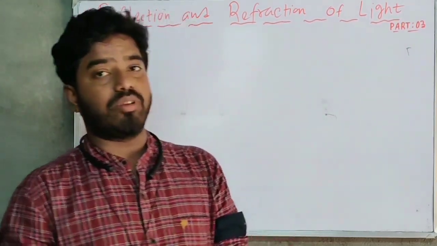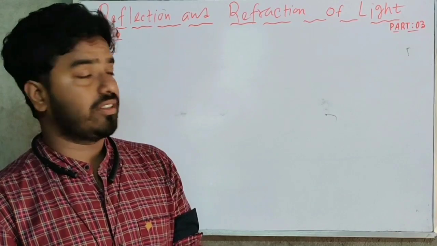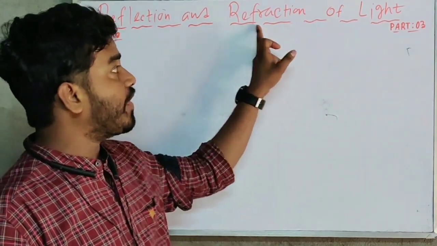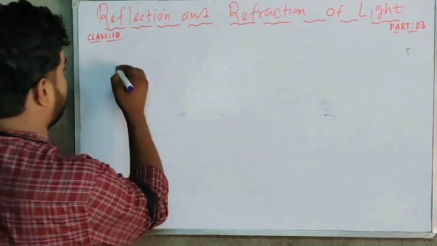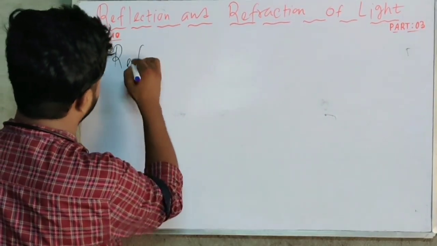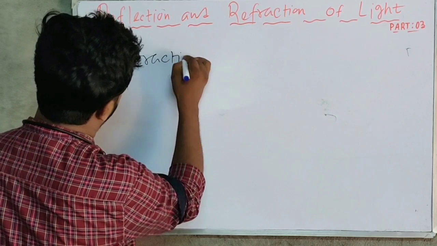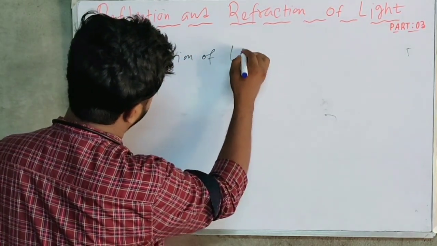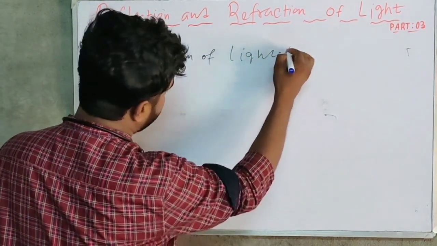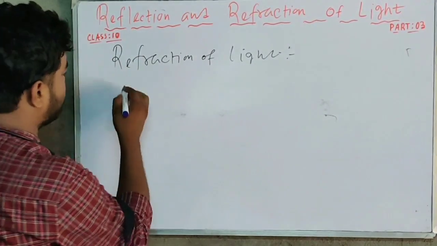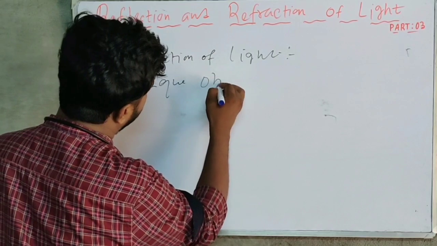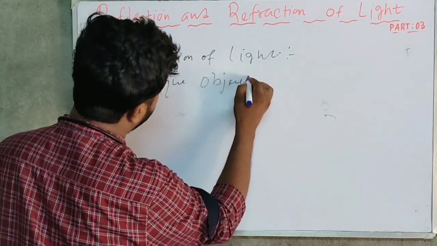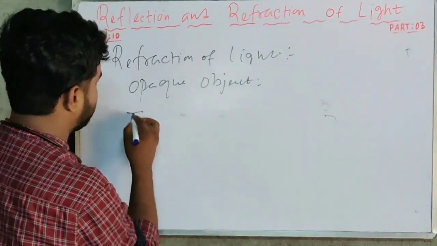Now in this lecture we study the second part of light, that is refraction of light. So what is refraction of light? Right? Refraction of light. To study it, at first we have to know two things, that is what is an opaque object and what is a transparent object.